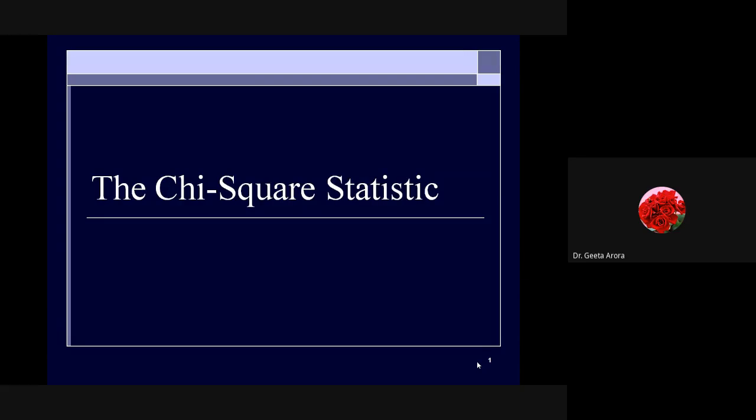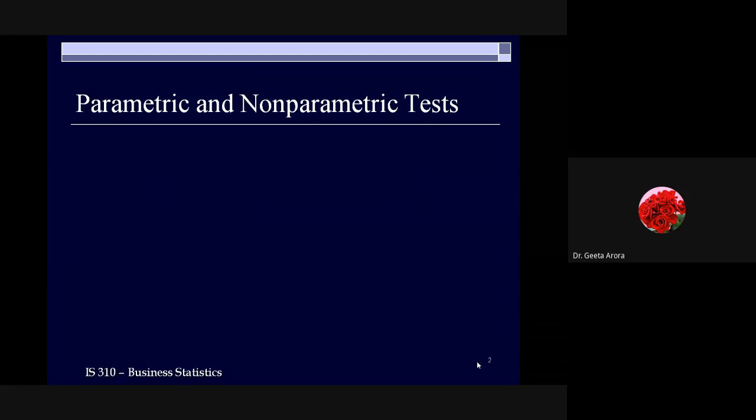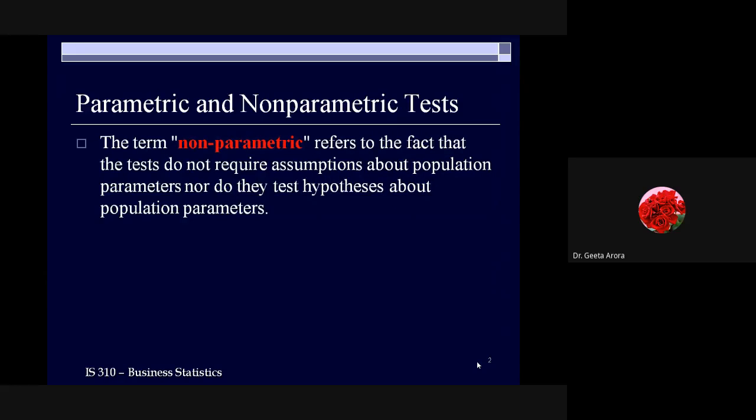So let us start with the chi-square statistics. Till now we have learned regarding the z-test, t-test for the mean population and all these type of things. And if we talk about the chi-square test, then here we will come to know that this is one of the tests which is known as a non-parametric test. Now what is the meaning of parametric or non-parametric test?